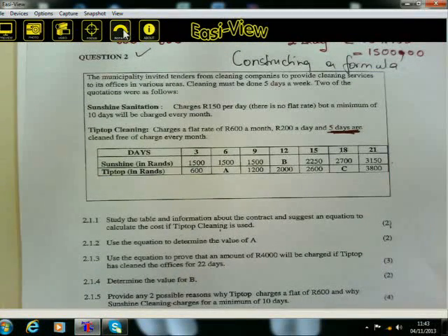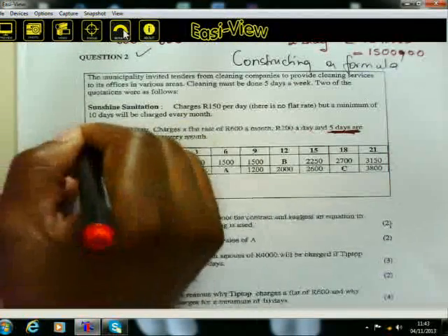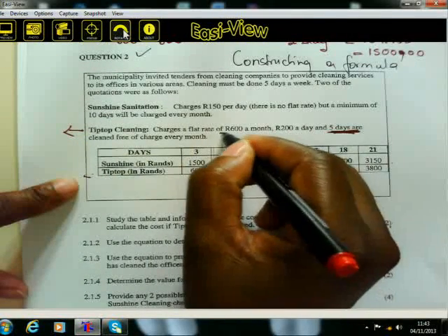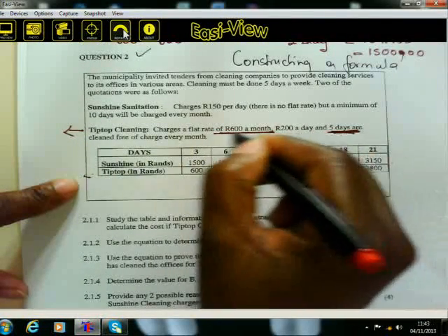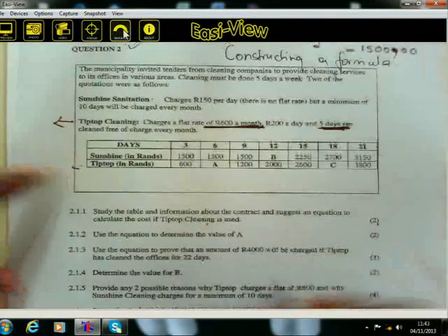Now 2.1.1. Study the table and information above about the contract and suggest an equation to calculate the cost if Tip-Top Cleaning is used. Tip-Top is the second one. So this is the one that we are going to work with. Remember, there is a flat rate of 600 rand.